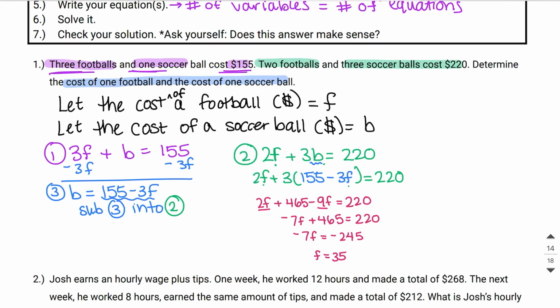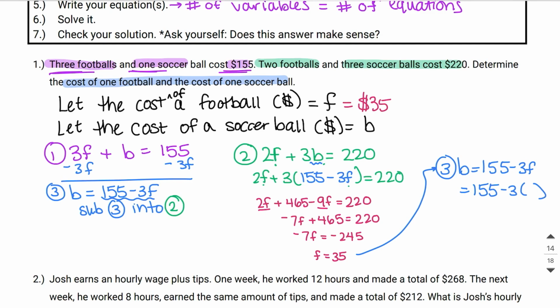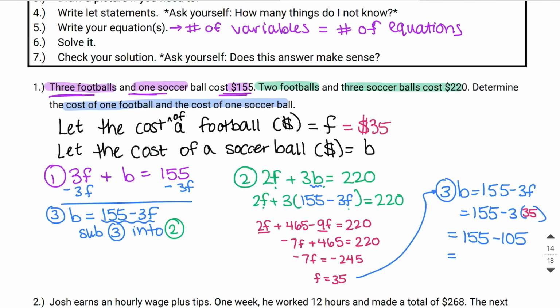So this tells me that the cost of a football is $35. Now I need to find the cost of a soccer ball, and I can take this 35 and sub it into any equation I want, 1, 2, or 3. I'm going to sub this into equation 3 because in equation 3, the b is already isolated. It's just easier. So here I get 155 minus 105. When I subtract this here, I get 50. So we know that a soccer ball costs $50.